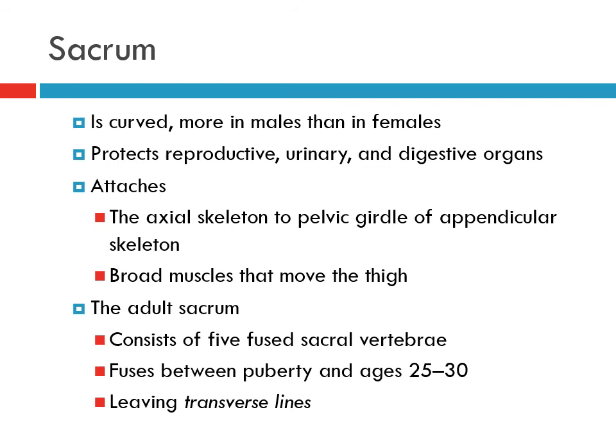And there are a lot of big muscles of the thigh that attach into the sacrum. The adult sacrum consists of 5 original sacral segments that fuse together, and that fusion occurs between puberty and age 25. Typically by age 25, you are fully mature and all of your bones are fused. Sometimes the sacrum can linger longer. There are transverse lines that are left after the sacrum fuses. We'll look at those on the next slide.